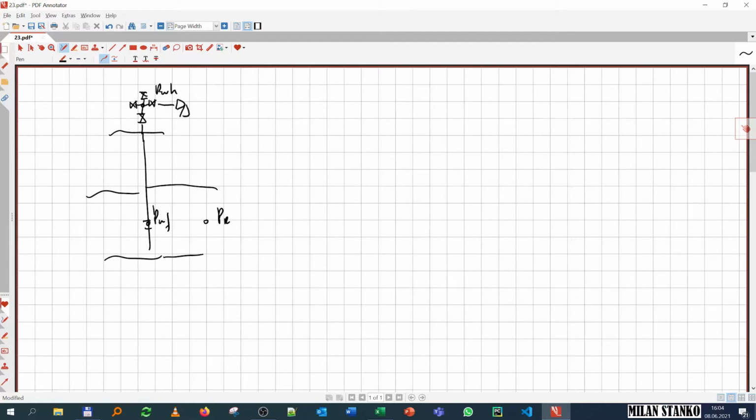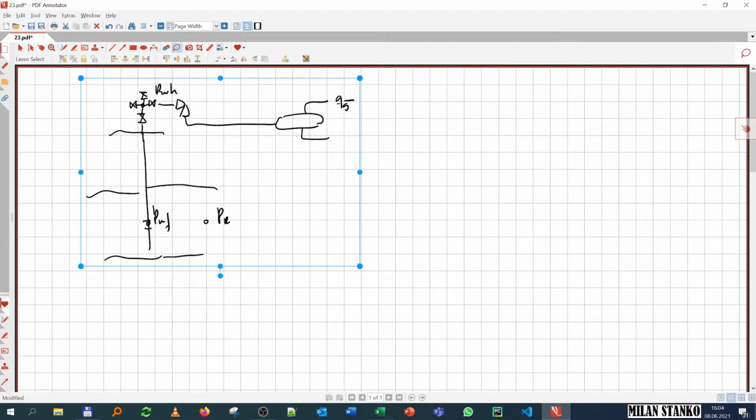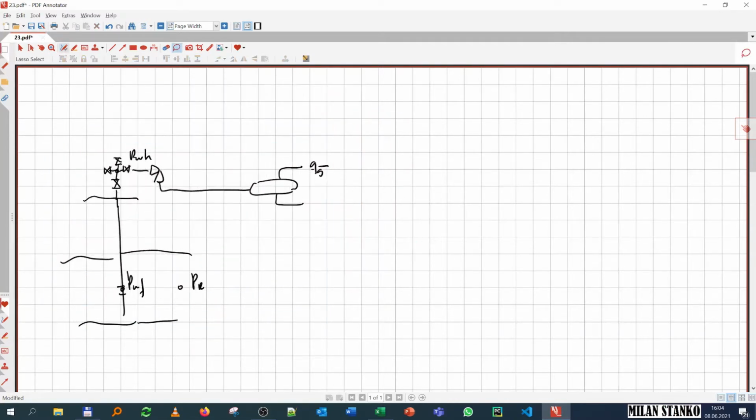Then we have our choke, that in this case we're going to consider is fully open, and then finally we have a separator where we produce gas, and we're going to assume only gas. So we want to find out the equilibrium rate of this system, and the first approximation we're going to make is neglecting the flow line. That means that wellhead pressure is going to be equal to P at the separator. Okay, and fully open choke.